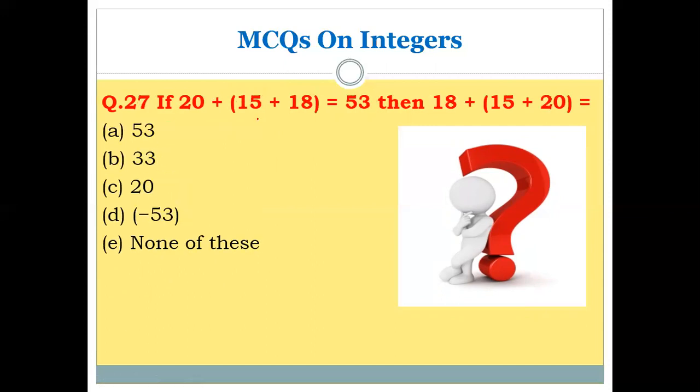If 20 plus 15 plus 18 is equal to 53, then 18 plus 15 plus 20. Here we have the associative property over addition. 15 is associated with 18, then 18 is left out alone, and then 15 is associated with 20. But the result in both cases will be the same. So the correct option is A, 53. This is the application of the associative property of integers over addition.